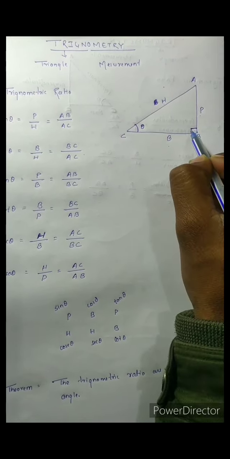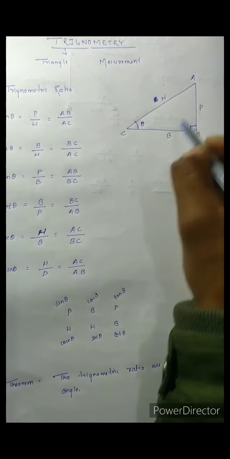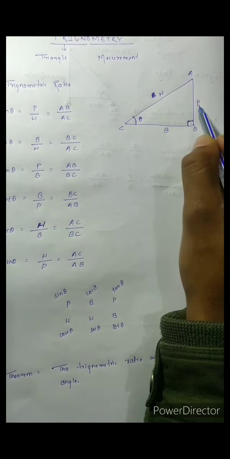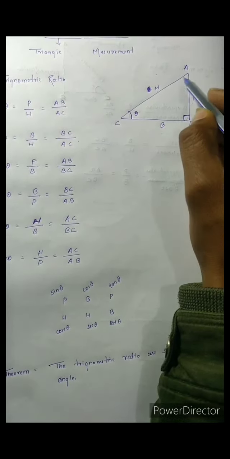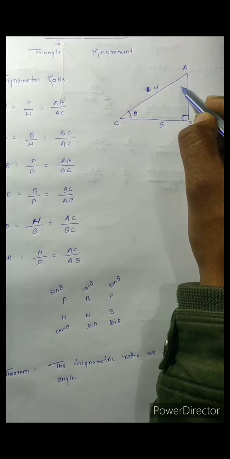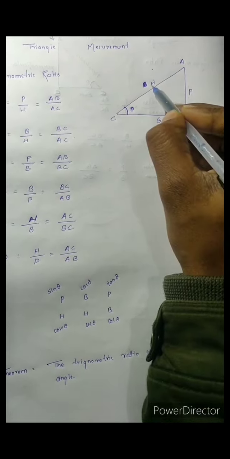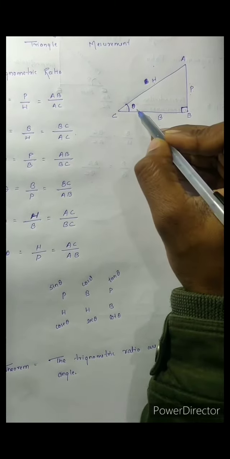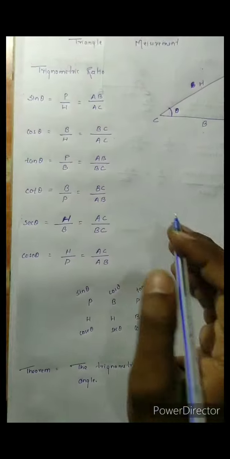Just opposite to the 90 degree angle there is the hypotenuse, and from where you are taking the theta angle, the side opposite to it is the perpendicular. If you take the theta here, then the perpendicular will be this, the base will be this and the hypotenuse will be this. So with respect to where theta lies, the perpendicular and base change with it. Then we have to study the trigonometric ratios.